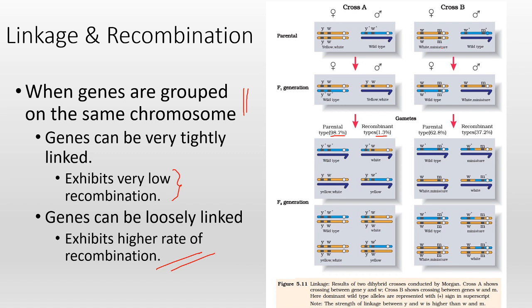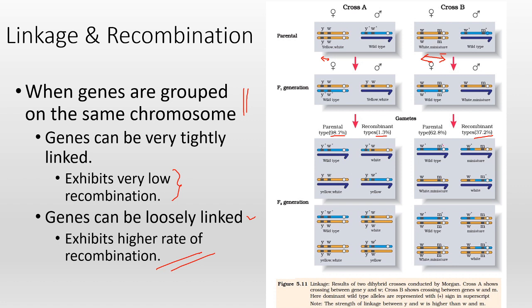But when the genes are far apart on the same chromosome, W and M, white and miniature, here the genes are located far apart, but before they were very close. When the genes are far apart, there is going to be a weak linkage, and when you have weak linkage, there is going to be a high rate of recombination. So here you get considerably higher recombinants, compared to 1.3%, here it is 37.2% recombinants, and a parental type of only 62.8%, reduced from 98.7%.